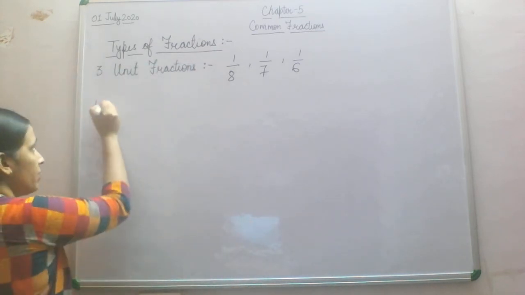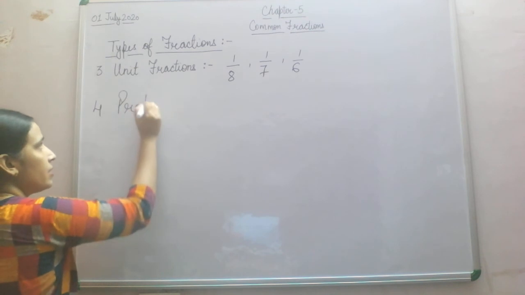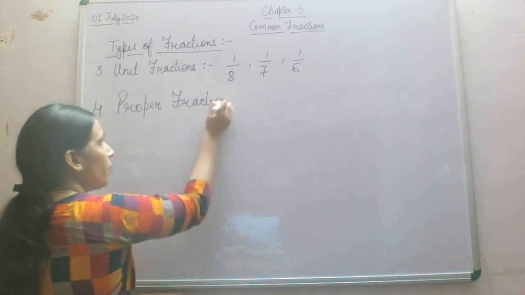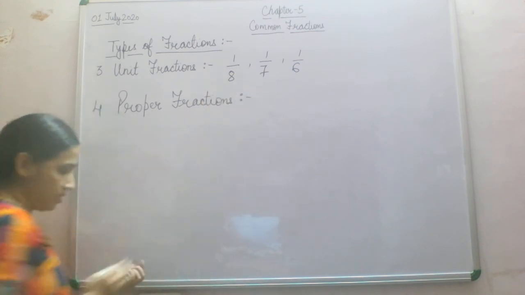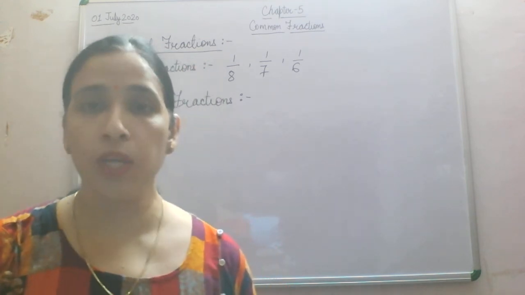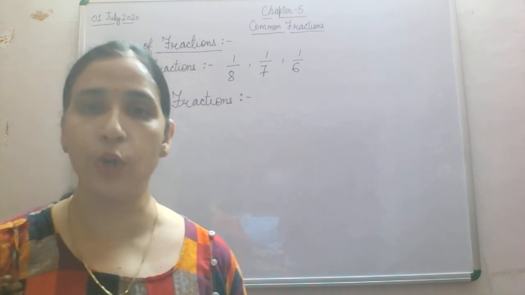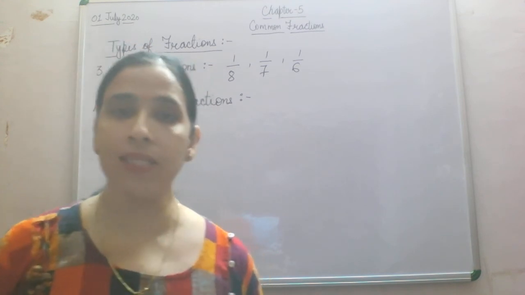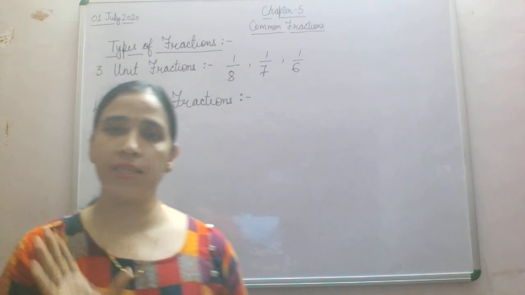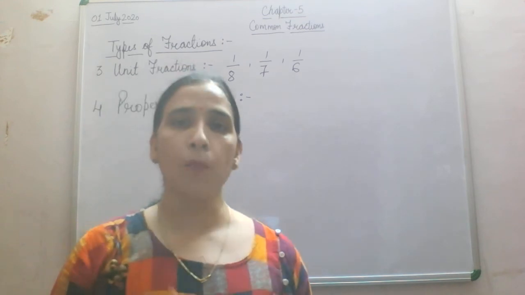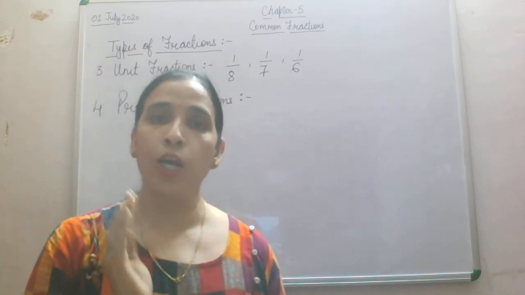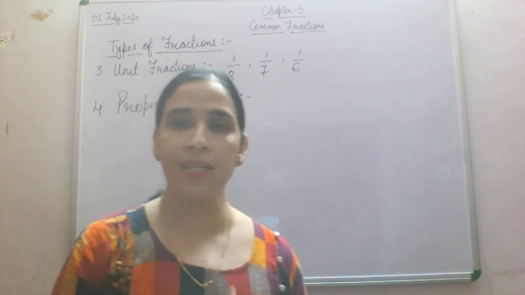Now the fourth one is proper fractions. Now what are proper fractions? Proper fractions are those fractions in which the numerator is less than the denominator. I am repeating it again and again so that the concept will be clear. Now what is a proper fraction? Proper fractions are those fractions in which the numerator is less than the denominator.